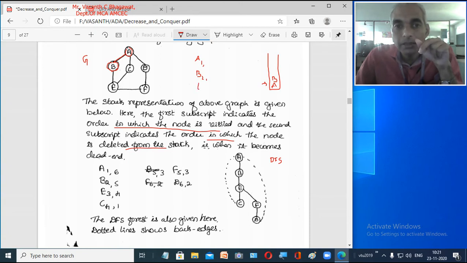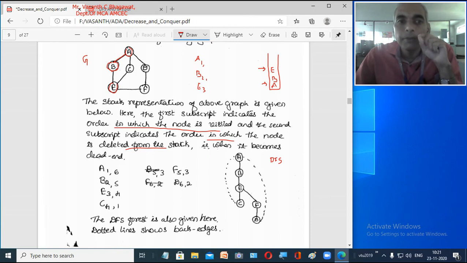The third node which you are going to visit is E. So in the subscript we will write 3, because this is the third node. Since you are visiting it, you push this node into your stack. Your stack now has 3 elements, so the top pointer will be pointing here. This node E you have visited.